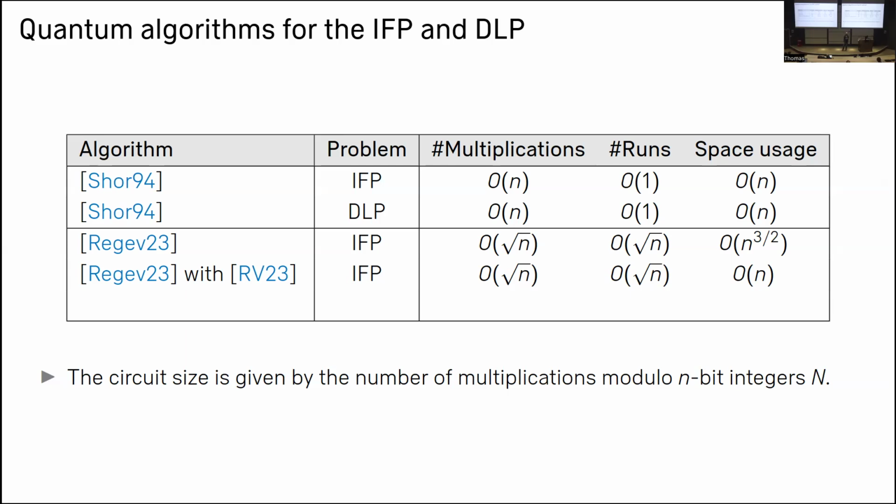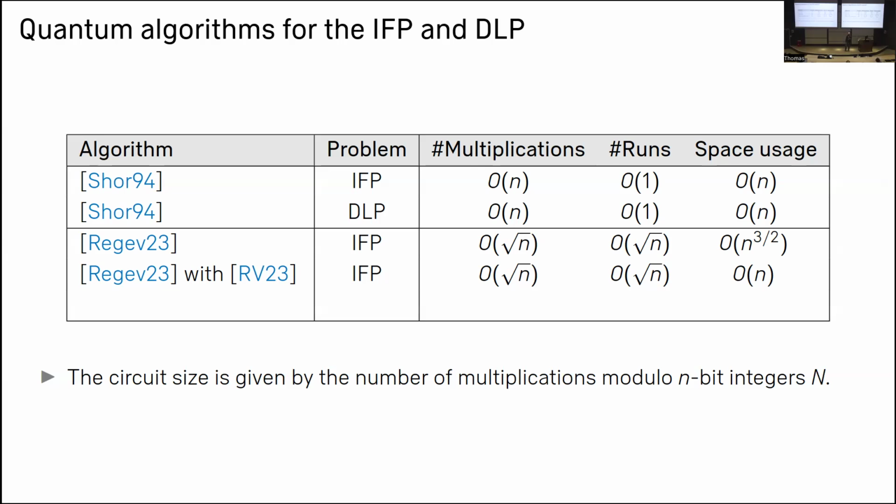But this advantage in the per run cost is still very interesting, as it seems like an easier task to build a smaller quantum computer and use it to run a smaller circuit multiple times than it is to build a larger quantum computer and use it to run a larger circuit a single time. Regev's algorithm and the space-saving optimizations of Regev and Ragavan did, however, only consider the integer factoring problem.